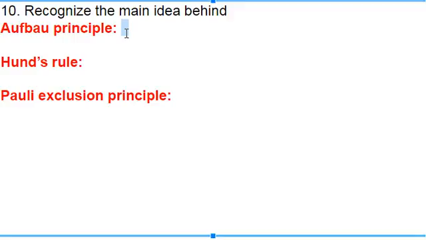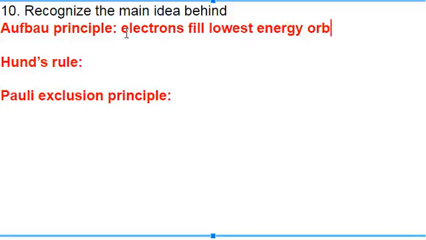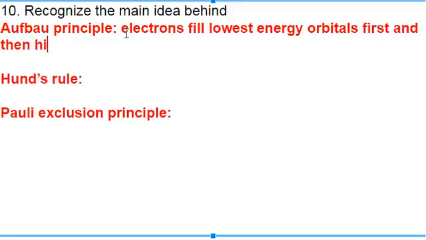Yeah, electrons fill lowest energy first. So they fill the lowest energy orbital available and then work their way up. Lowest energy orbitals first and then higher energy.